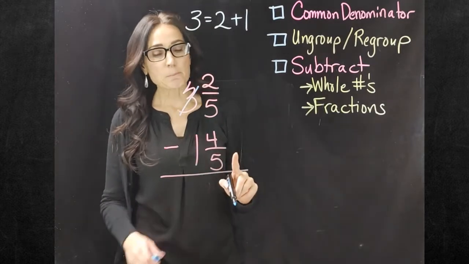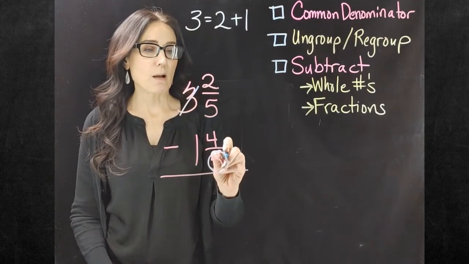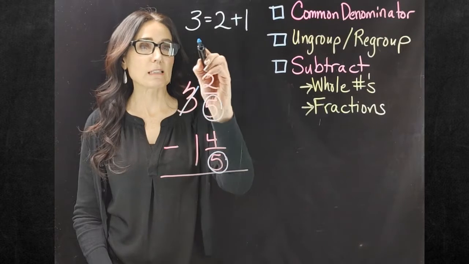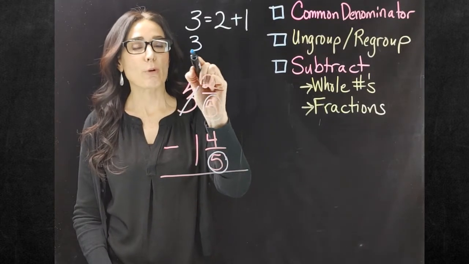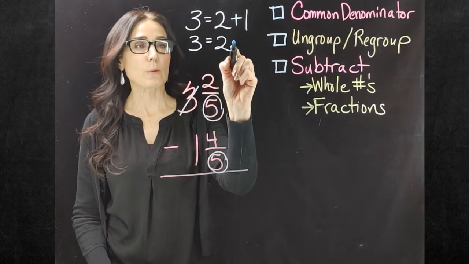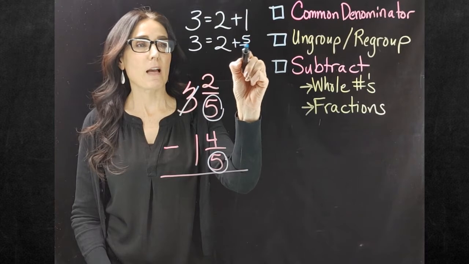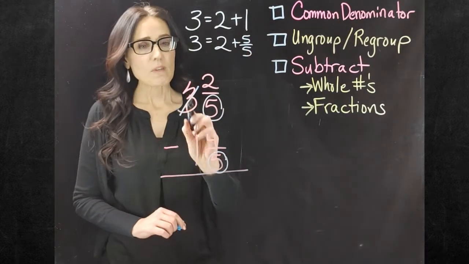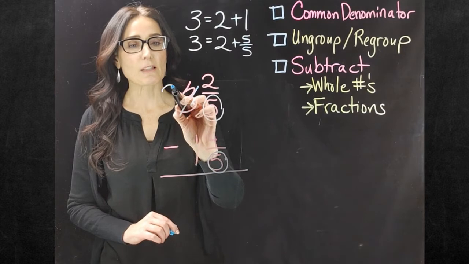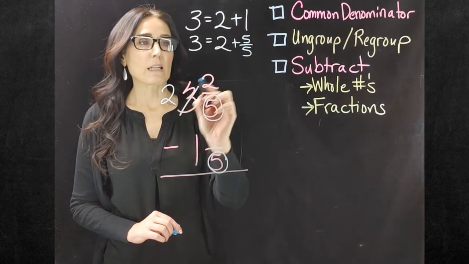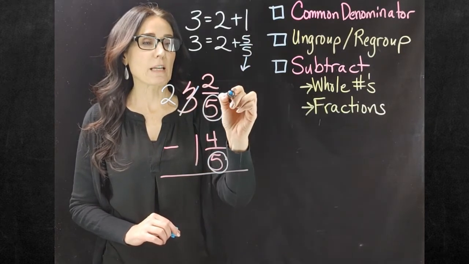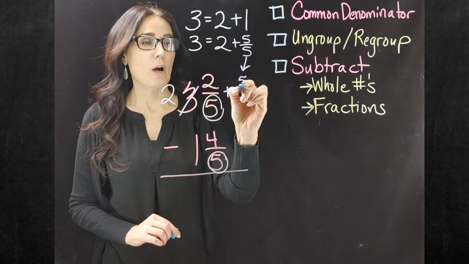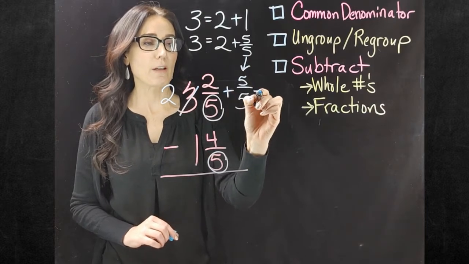So to do that, we are going to use our common denominator of 5. And we're going to say, okay, in that case, 3 equals 2 plus 5/5. We know that's the same as 1. So we're going to ungroup this. We're going to make this a 2. And we're going to take our 5/5 and we're going to add it to our 2/5.